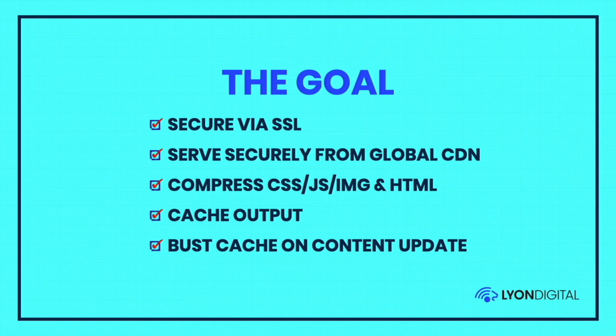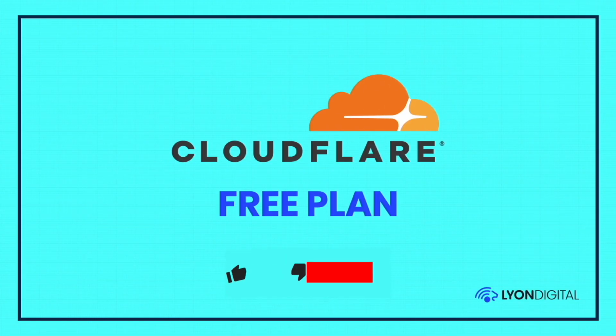Here's the goal. We need to serve this site over SSL. We want it to be on a global content delivery network. We want to compress our CSS and JavaScript, and optimize our images. And we also want to compress our HTML, and we want all of this stuff cached on the CDN. And then when we update content via the CMS, in this case Craft, we want the new content to show up for everyone. So we're using Cloudflare's free plan here.